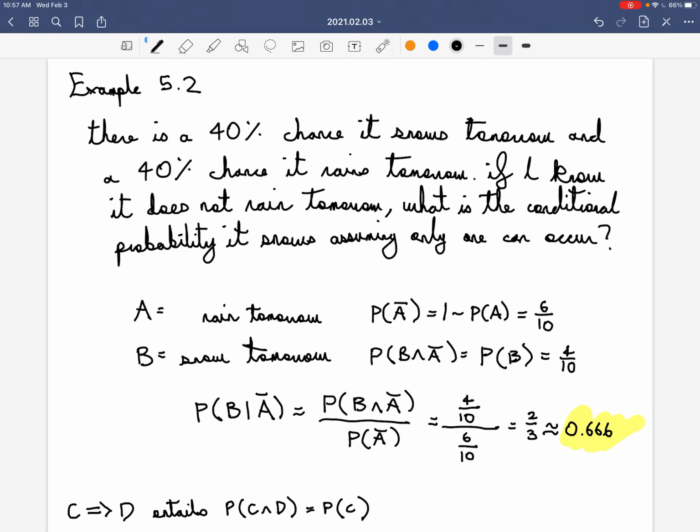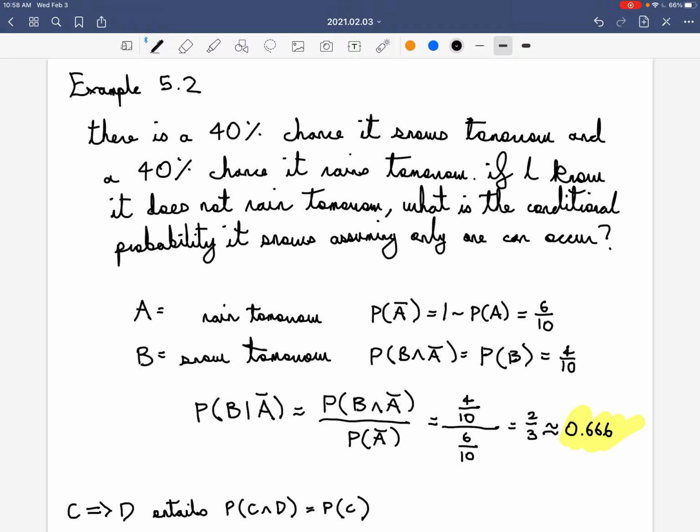And a good trick we can use here is what's written at the bottom of the page, which is that if you have events and C implies D, then you can conclude that the probability of C and D is equal to the probability of C. The way to think about that is, if I know that C automatically implies D, then the likelihood that C happens together with D is just the same as the likelihood of C, because C happening together with D is something we already knew in advance. We knew that C implies D.